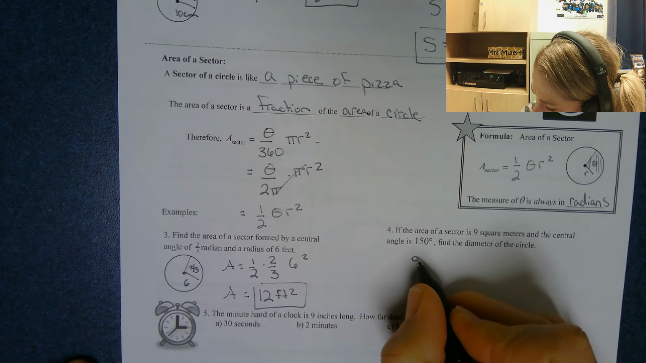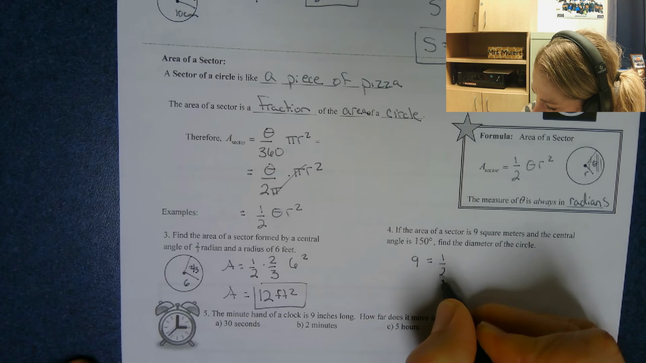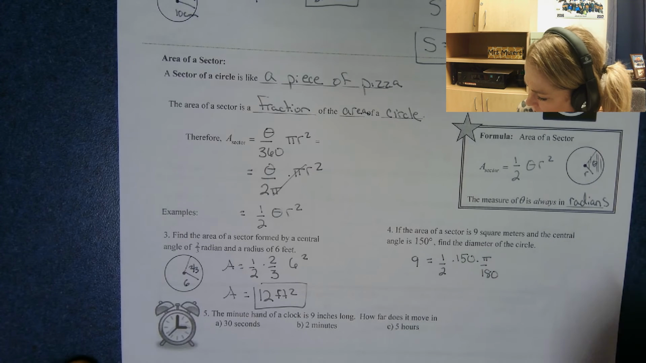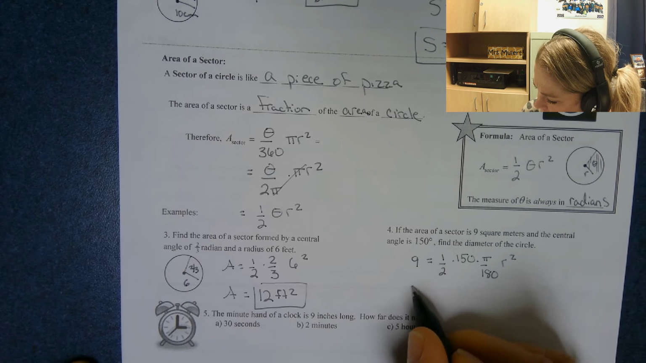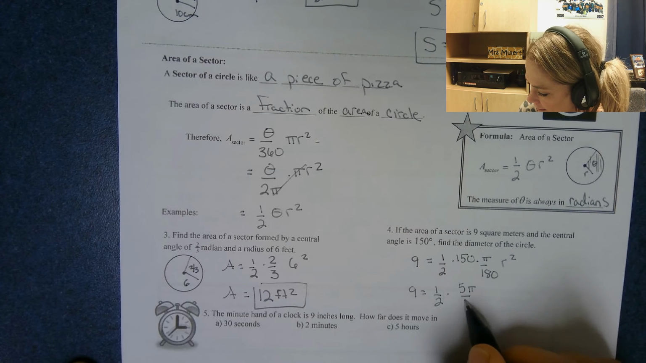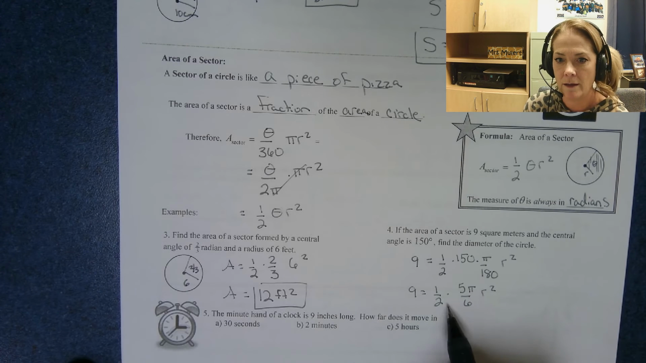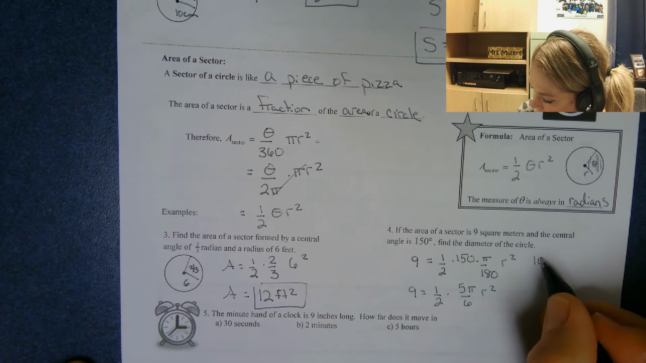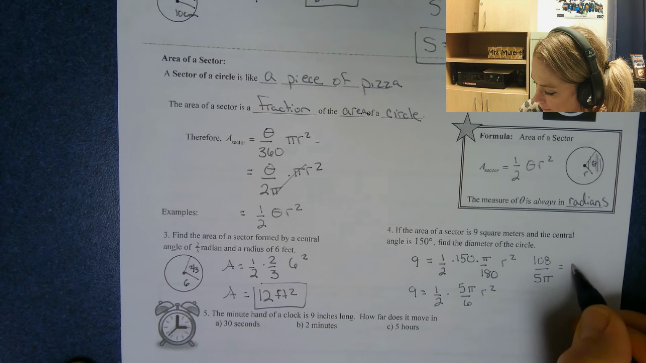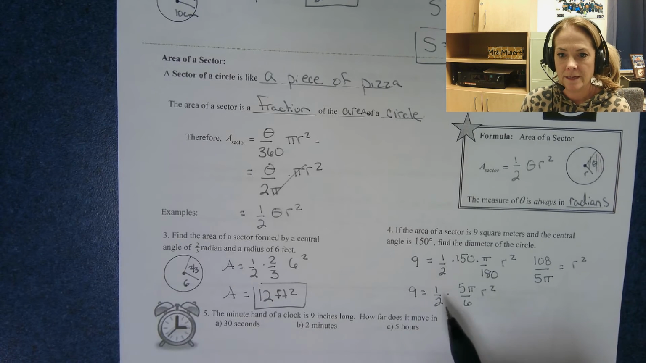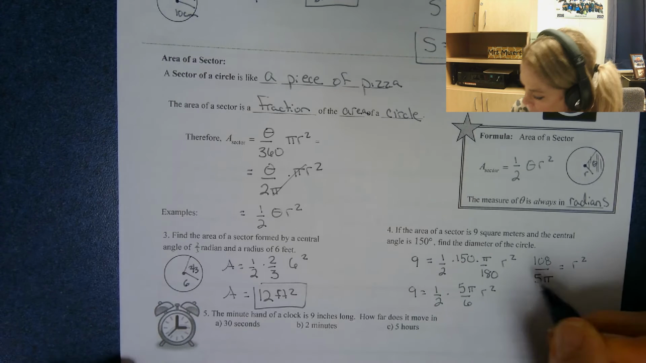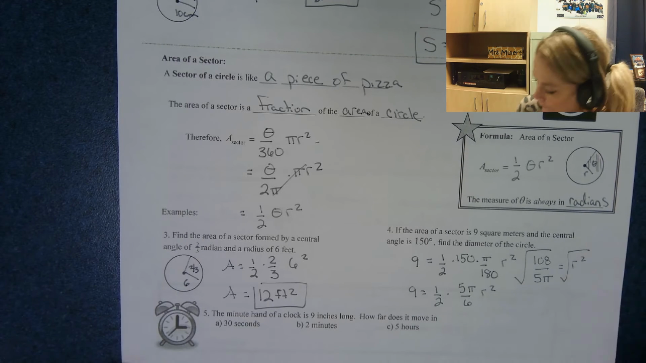All right, so 9 equals 1/2 150 times pi over 180, and then r squared. So just a little simplification here. Let's see, this will be 5 pi over 6 r squared, so that's going to be 12. 12 will multiply up over here to 108. We'll divide out by this 5 pi, just some basic solving there, and we get r squared. Okay, so again, 2 times 6 is 12. Cross multiply it over, that's 108, divided by 5 pi. And square root theorem, square root, plus or minus, but we just need the plus.